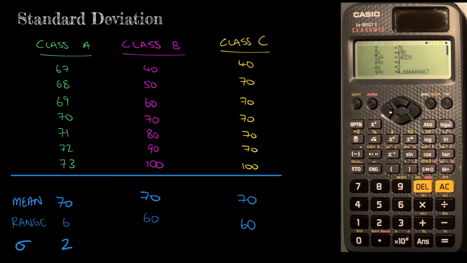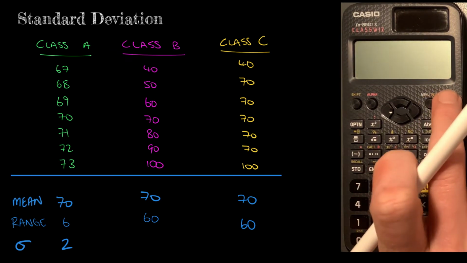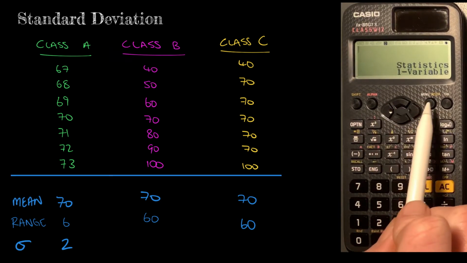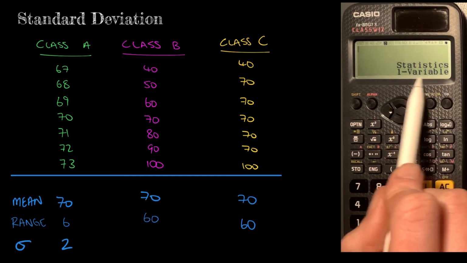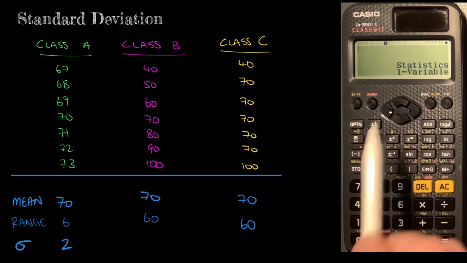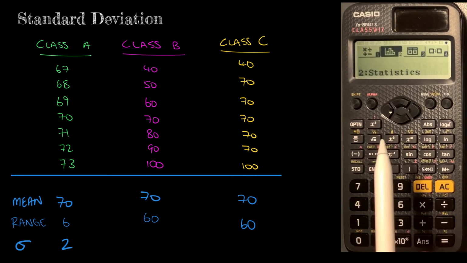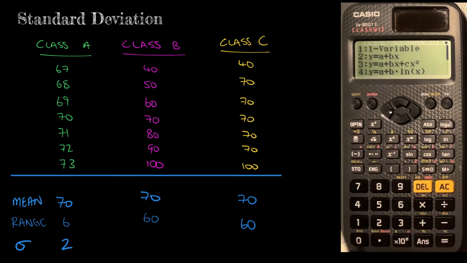If I want to get the standard deviation for class B, what I need to do is clear all this. So I'll AC for all clear, and I'll clear it all again. It's probably best to even turn off the calculator and turn it back on. Okay, so the on button there, and we're going to start again. So menu, statistics, one variable, which is 1, and input the data again.